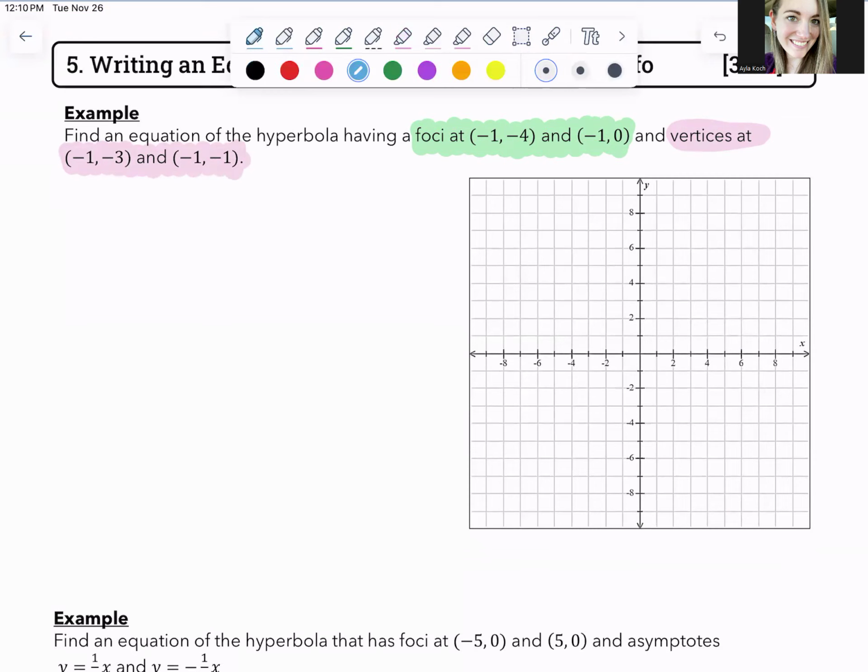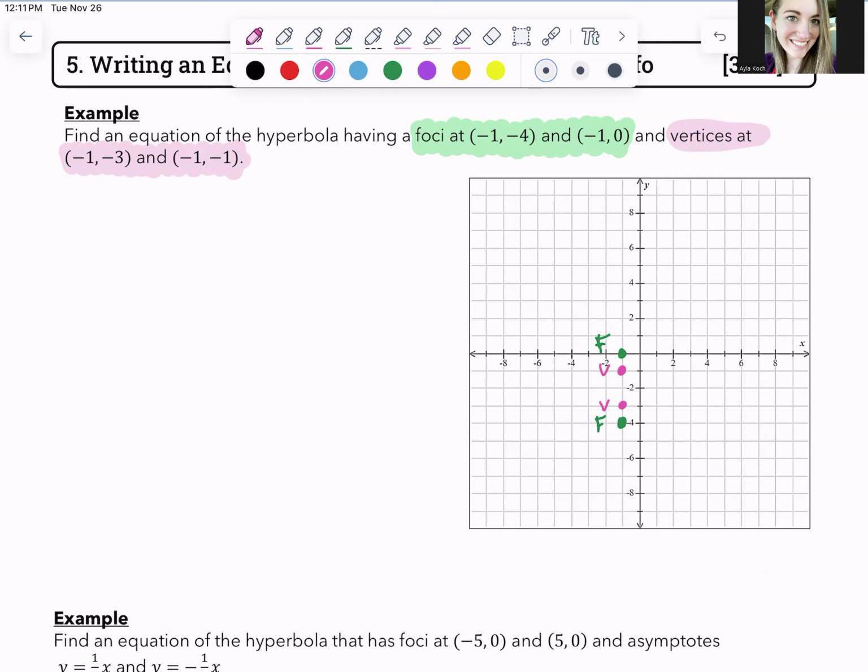So we want the equation of the hyperbola. I'm going to draw what we have first. I'm going to draw the foci and the vertices. So (-1, -4), there's one of those, and then (-1, 0), there's another focus. The vertices are at (-1, -3) and (-1, -1). And that's what we have.